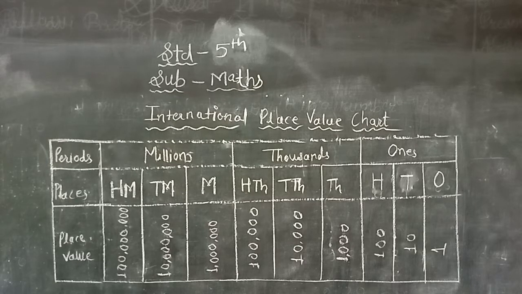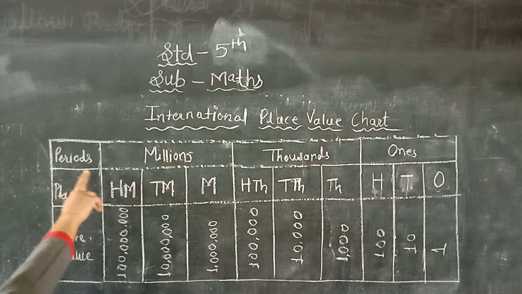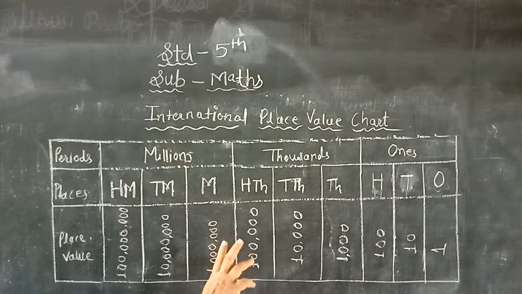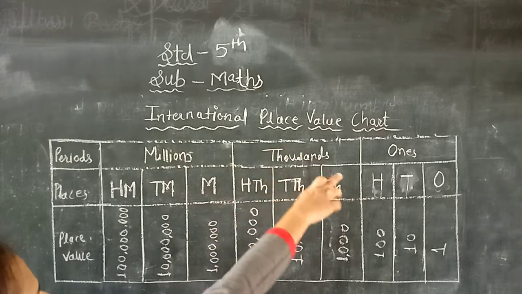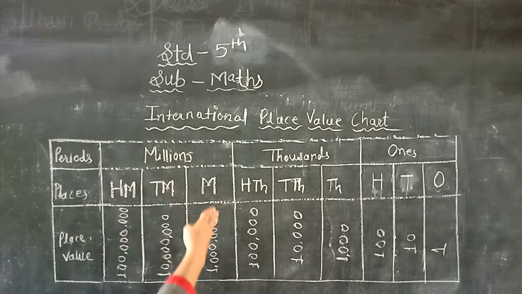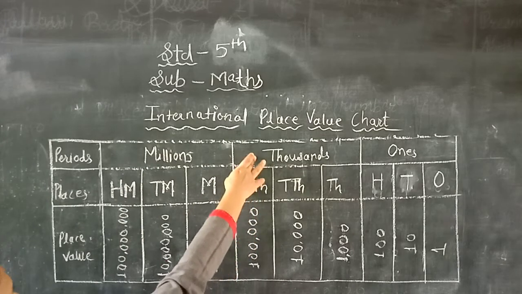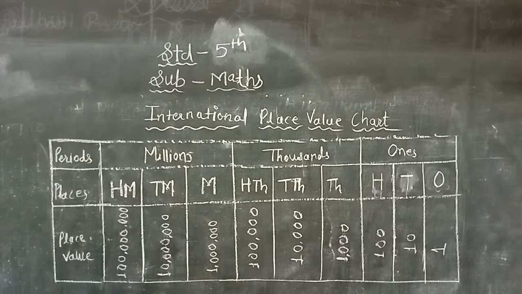As you can see on the board, I have made the international place value chart. In this chart, you can see the periods, then places, then the place value. In the periods, there are three groups you can see. First, this is the million group, then thousand, and that is the ones group. In the million group, there are three partitions. The thousand group has three partitions and the ones group has three partitions.